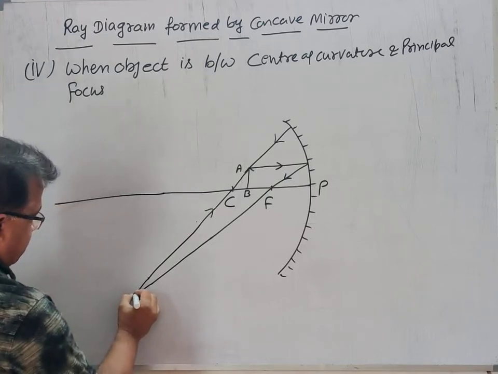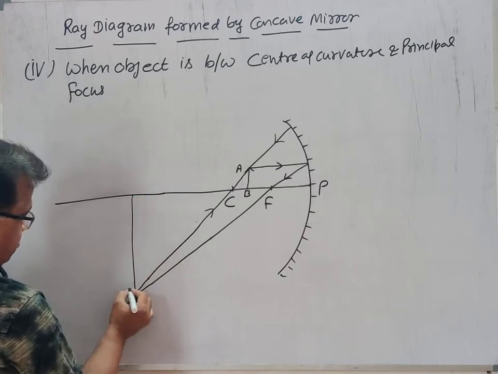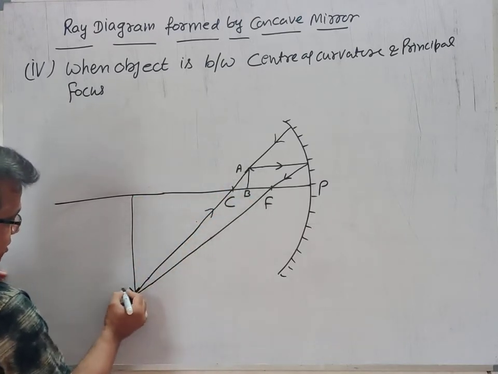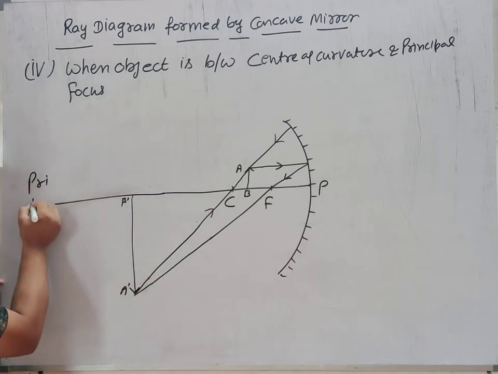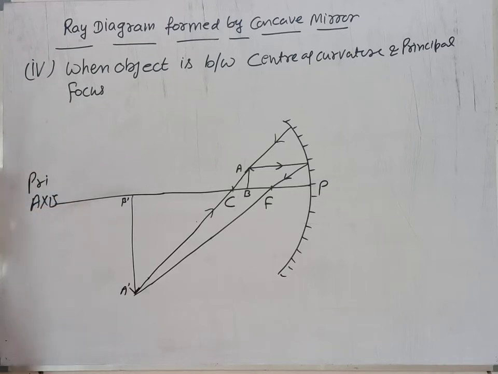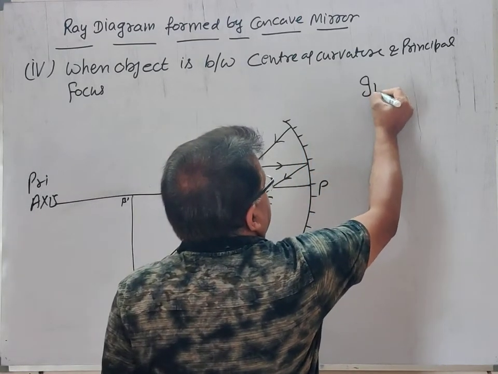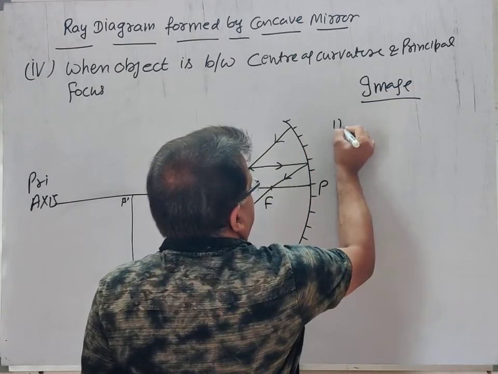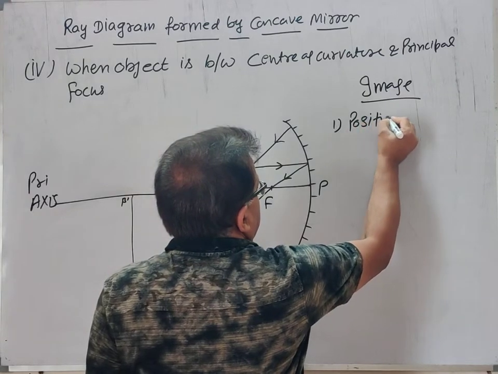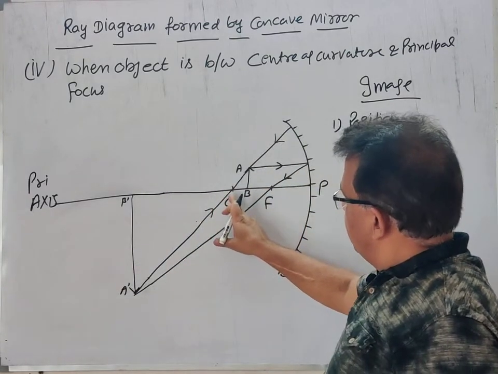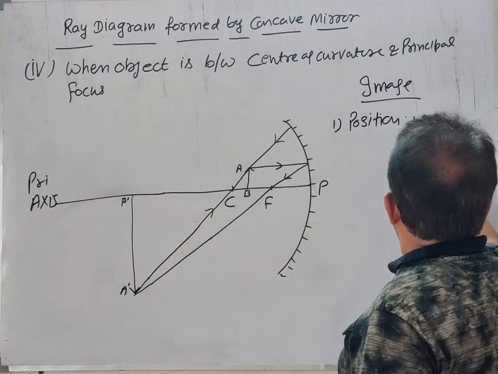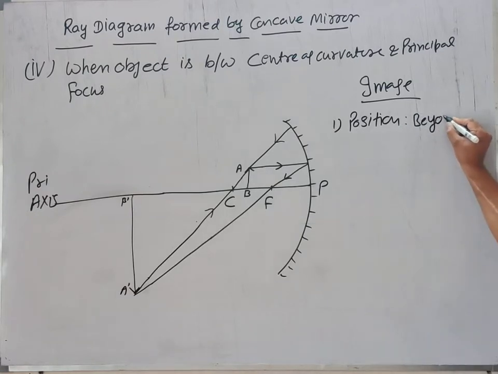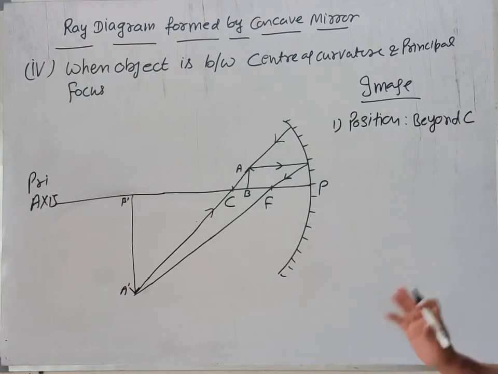So that is, it is AB, it is A dash B dash, and it is the principal axis. So as we are observing, what about the image? Image, number one, position. Position is beyond C, or between C and infinity.